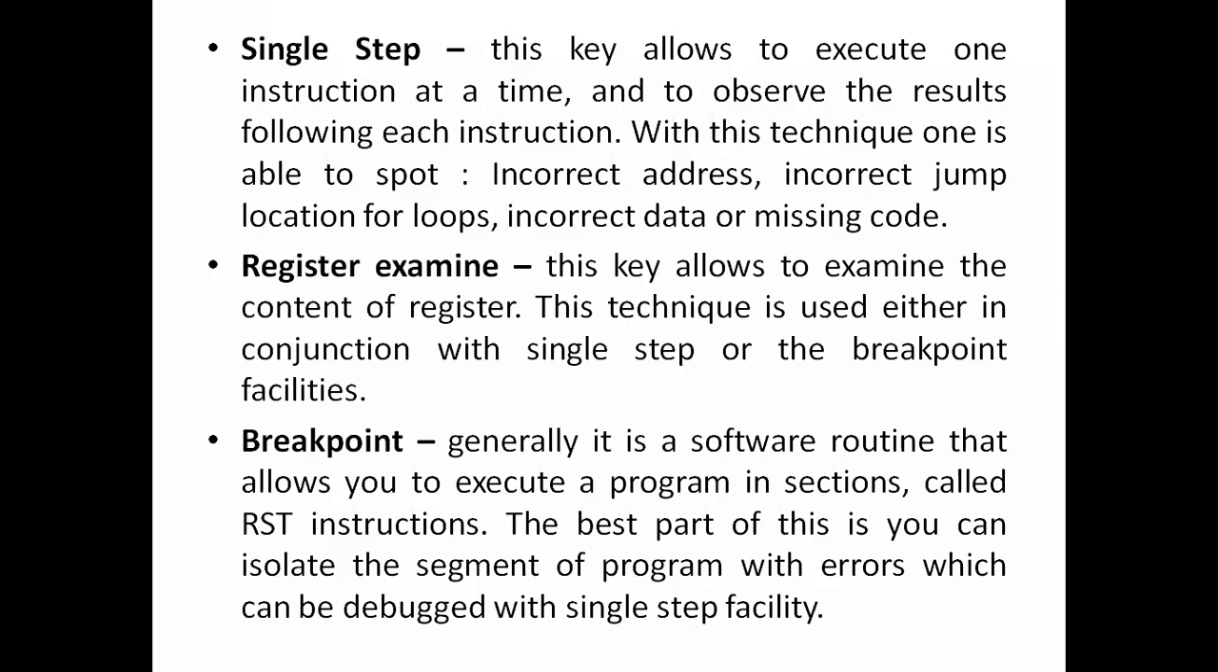whether you want to jump. Suppose you have executed a jump and you have written jump 8050. Whether it is jumping to 8050 or not can be very easily checked by using the single step. Whether you have to jump to 8070 and you have written 8050, then also it will show after single stepping that instead of 8070, you are going to 8050.